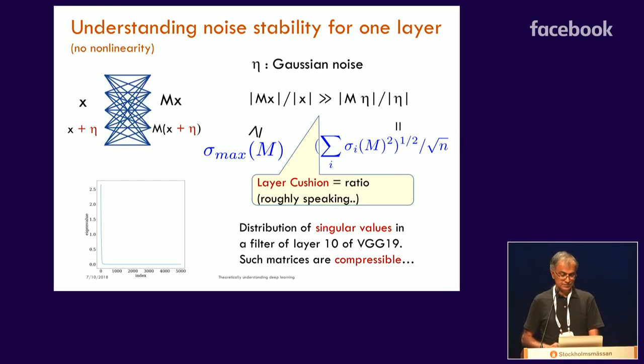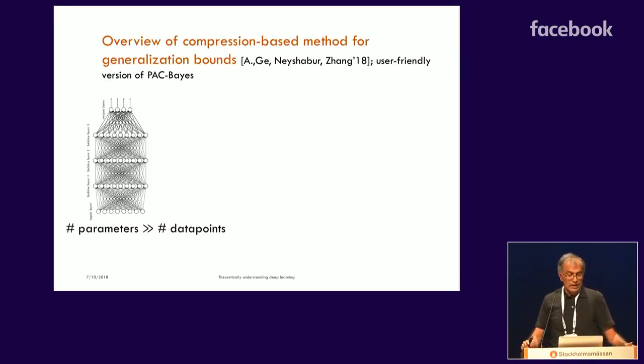This ratio is called the layer quotient in our theory. In theory, it's also sometimes called stable rank, which is a continuous relaxation of rank. If you didn't understand that, don't worry about it. There's some parameter, the layer quotient, for each layer. And so now what our method does is compression based on this.